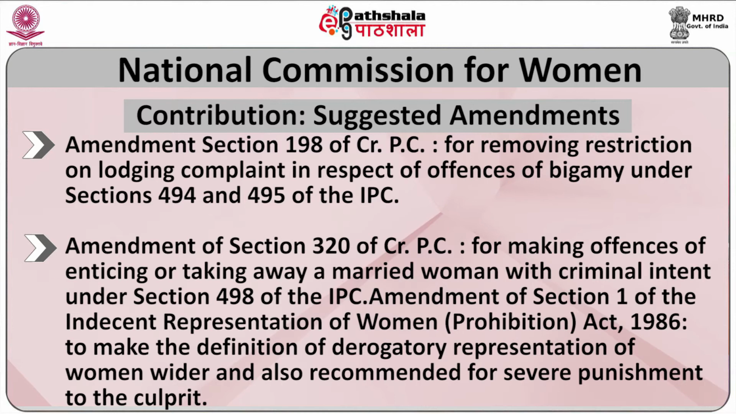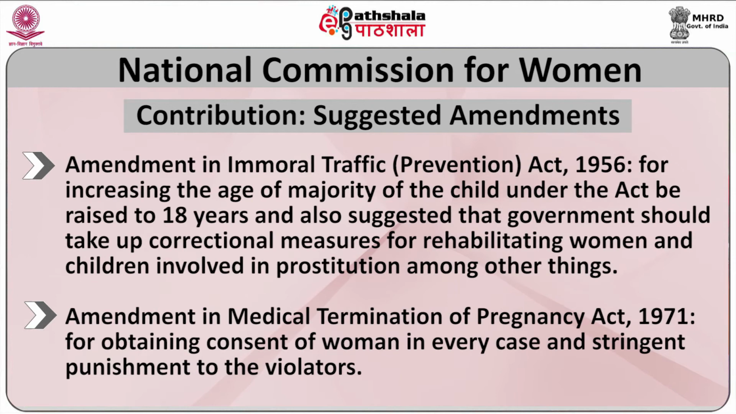Third, amendment of Section 1 of the Indecent Representation of Women (Prohibition) Act of 1986 to make the definition of derogatory representation of women wider, and also recommended severe punishment for the culprit. Number 4, amendment in the Immoral Traffic Prevention Act of 1956 for increasing the age of majority of the child under the act to 18 years, and also suggested that the government should take up correctional measures for rehabilitating women and children involved in prostitution, among other things.